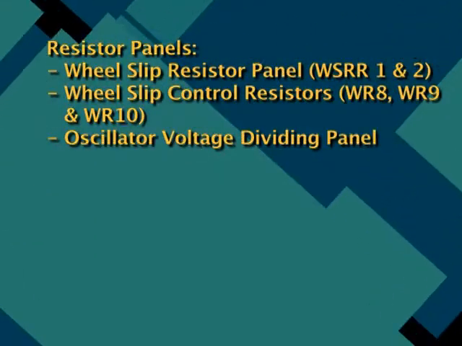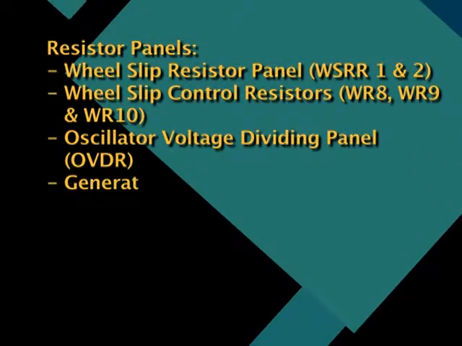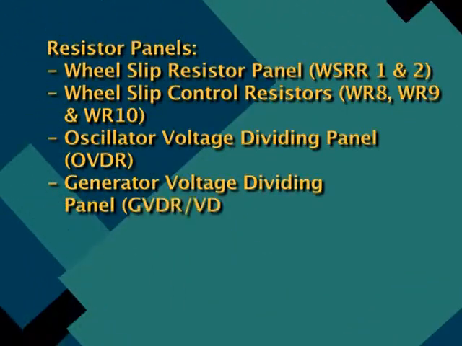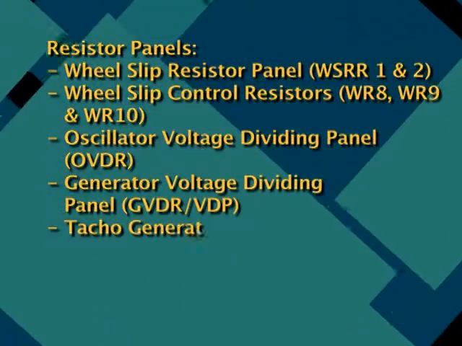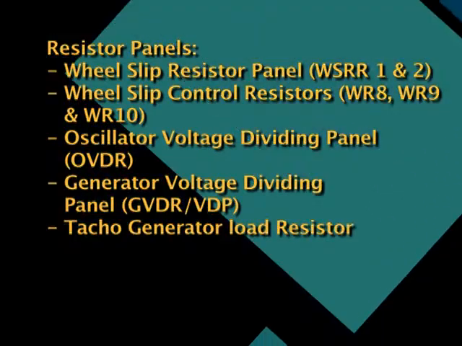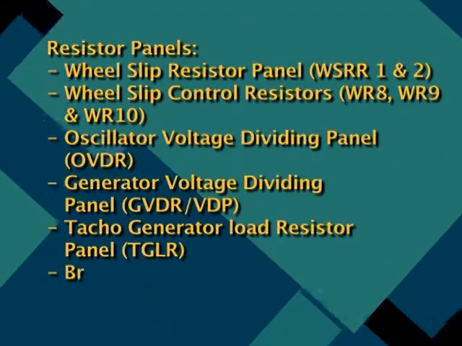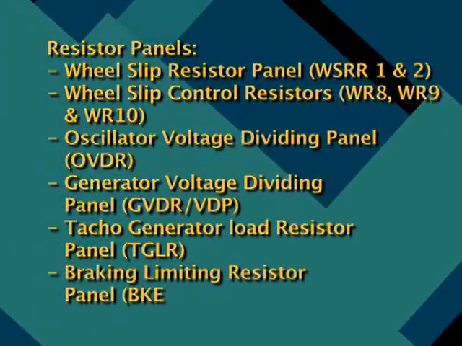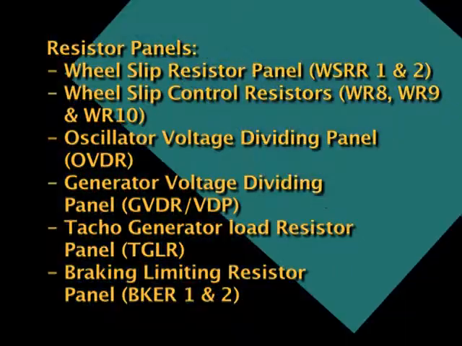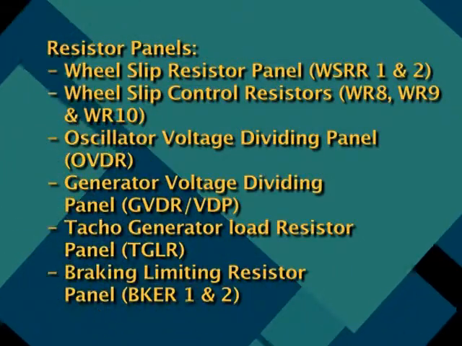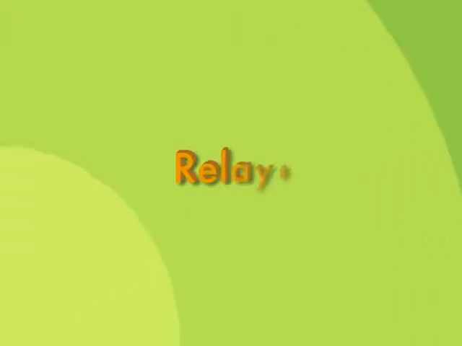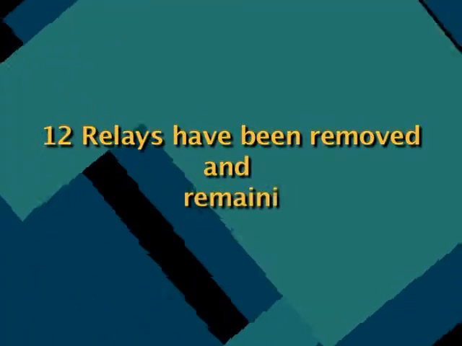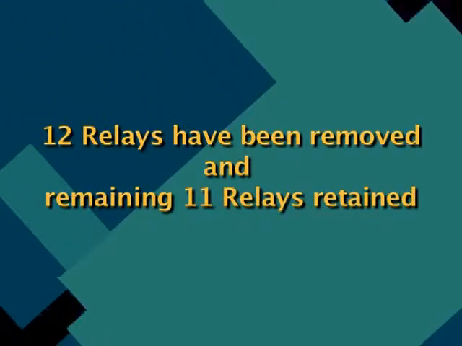Oscillator voltage dividing panel, OVDR. Generator voltage dividing panel, GVDR or VDP. Tacho generator load resistor panel, TGLR, braking limiting resistor panel, BKER 1 and 2. Relays: 12 relays have been removed and the remaining 11 relays retained.